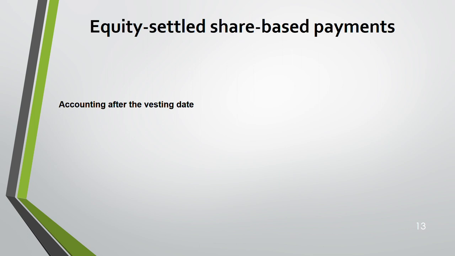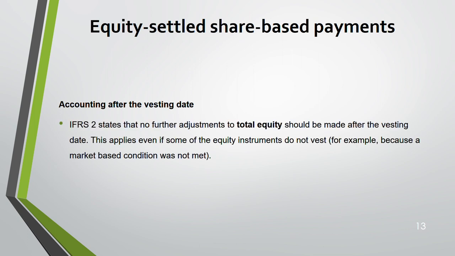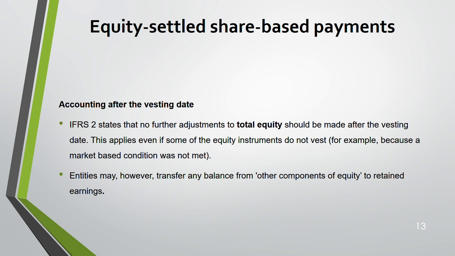Accounting after the vesting date: you have to make no adjustments to your total equity after the vesting date. It is only during the vesting period you have to make adjustments. After the vesting date, no adjustments to equity, even if you have not met any of the market condition. That means your equity instruments do not vest. If you have not met any market condition, you don't have to make any adjustments to your total equity. Entities, however, can transfer any balance from other components of equity to retained earnings after the vesting date.